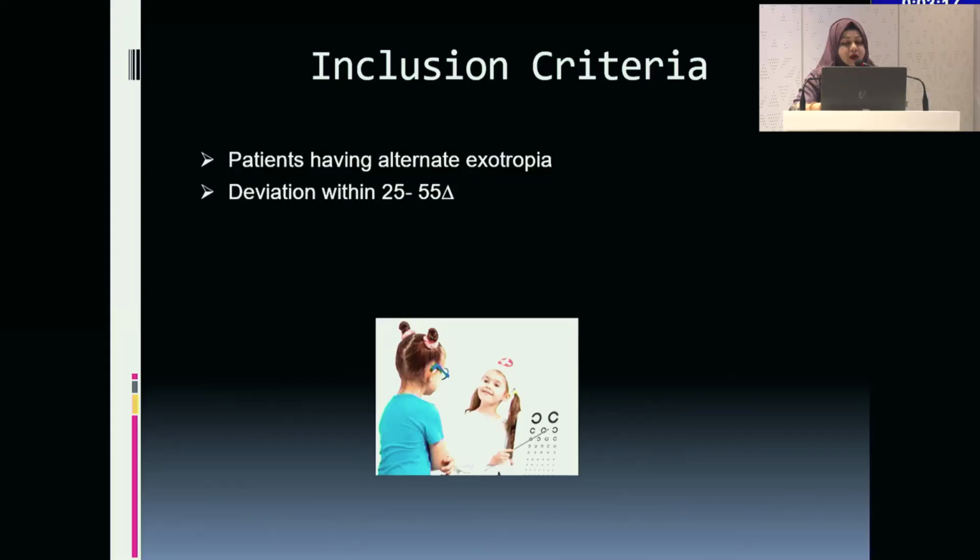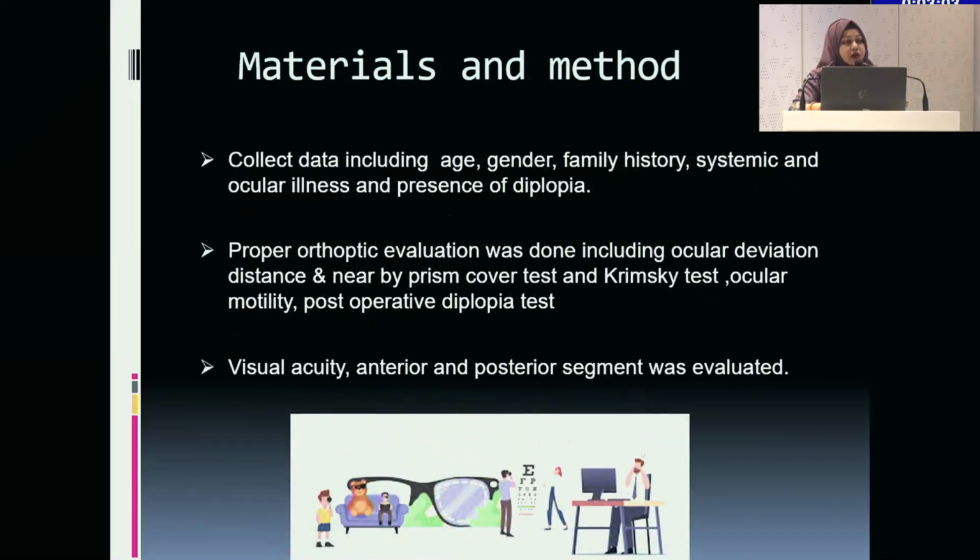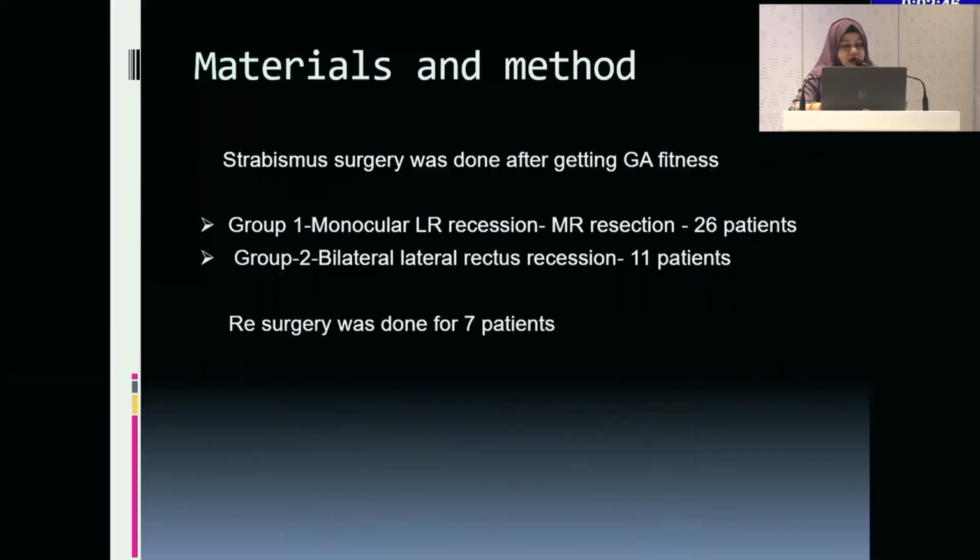Patients having alternate exotropia with deviation within 25 to 55 prism diopters were included in the study. Patients having unilateral exotropia, pre-existing ocular disease, systemic disease, or posterior segment pathology were excluded from the study. All the data were collected, including age, gender, family history, systemic and ocular illness, and the presence of diplopia. Proper orthoptic evaluation was done, including ocular deviation, ocular motility, and PODT. Visual acuity and anterior and posterior segments were evaluated in the preoperative checkup. Strabismus surgery was done after getting GA fitness.